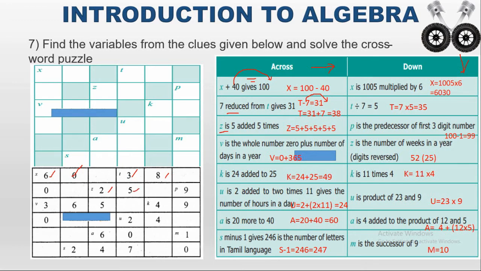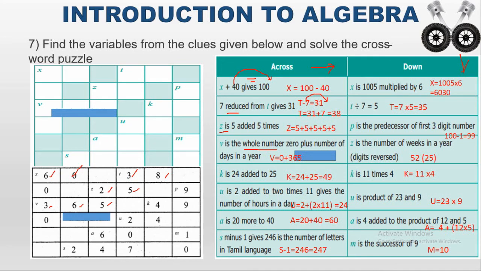Then V is the whole number 0 plus number of days in a year. So V value is a whole number started from 0. So that is 0 plus number of days in the year, that is V equals 0 plus 365. So anything added with 0, you will get the same number, that is 365. So the V value is 365.